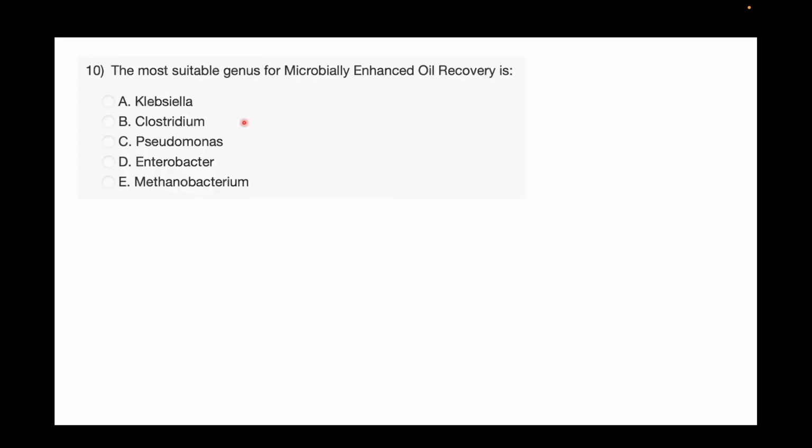Now coming to the last question of this session, again on microbially enhanced oil recovery. The most suitable genus for MEOR is dashed. This is an easy question. Option A, Klebsiella. Option B, Clostridium. Option C, Pseudomonas. Option D, Enterobacter. Option E, Methanobacterium. Which of these is the most suitable genus for MEOR?